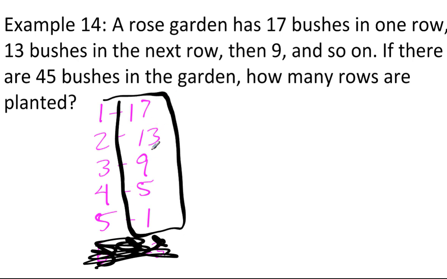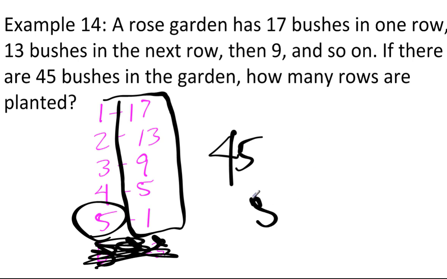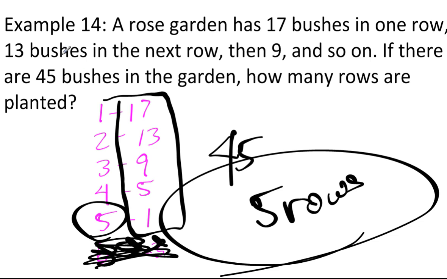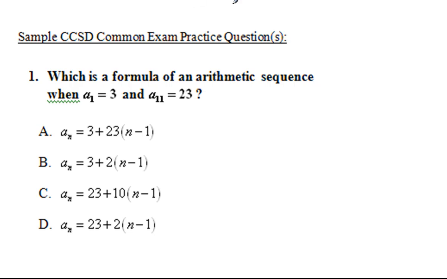Now if we add these up, what's that? 17 and 13 is 30. 45. 45 total plants. So how many rows are there? There are 5 rows. Yeah, strange problem. Don't know what situation you're ever going to be in where you're standing in a rose garden and have to figure this out, but I think we can.